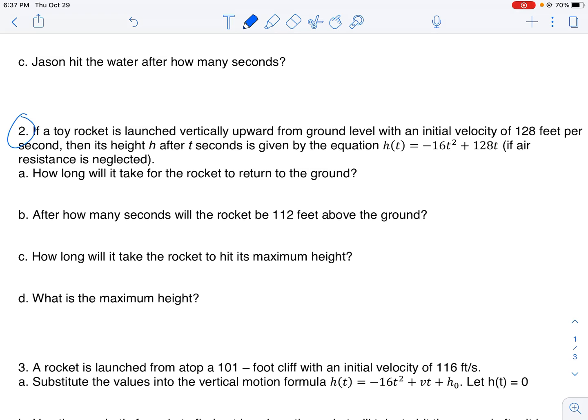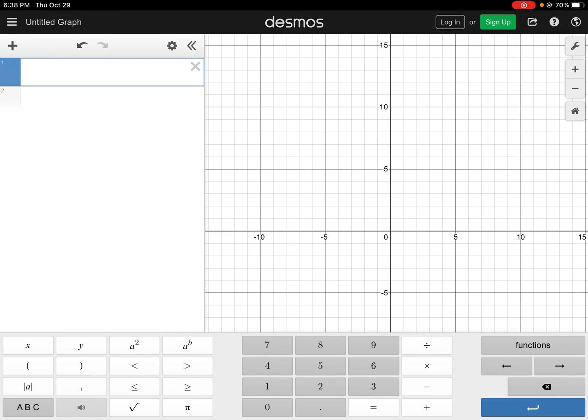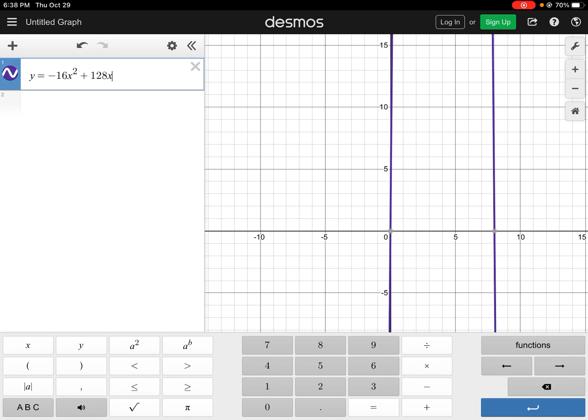And so I'm going to open up my graphing calculator and put in this equation. But instead of h of t, I'm just going to put y. And instead of these t's, I'm going to put x and x, so it's like x squared and x there. So I'm going to put those into my Desmos graphing calculator: y equals negative 16x squared plus 128x. You're going to get a graph looking like this.